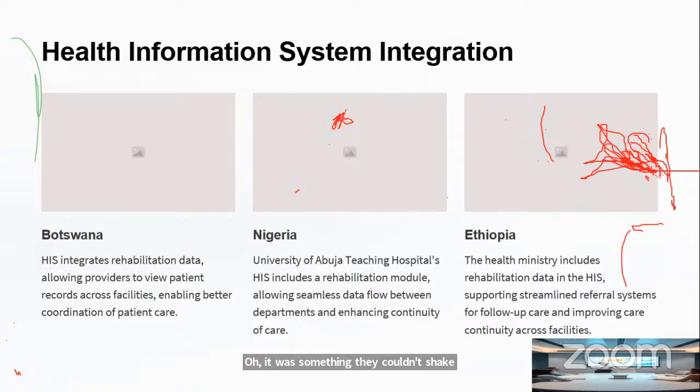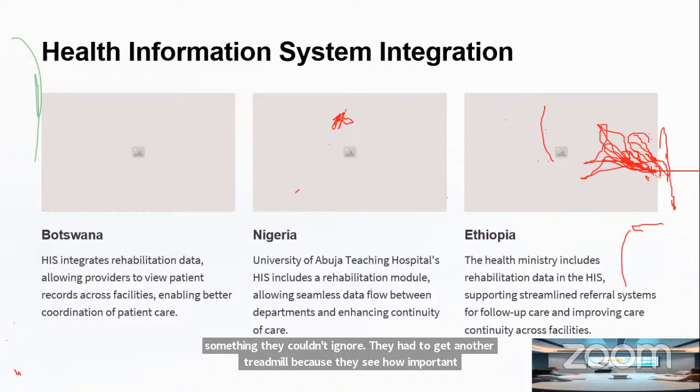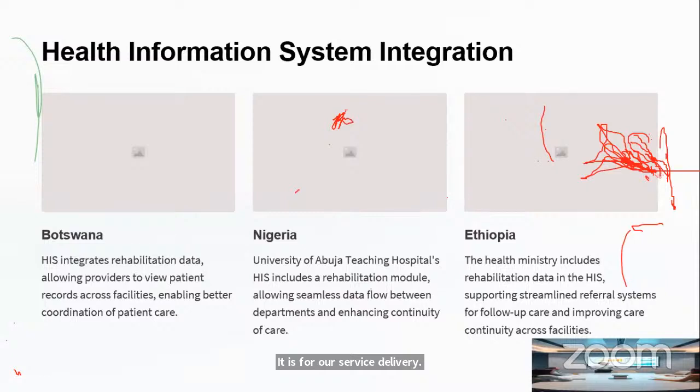They had to get another treadmill because they see how important it is for our service delivery. So we have a lot to do as physiotherapists. Sometimes we can do a kind of mini audit and show this result to the management that, see, if we can go this length with this, then imagine what we can achieve if we have this, if we have this.